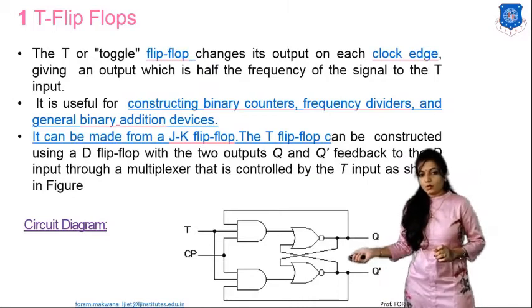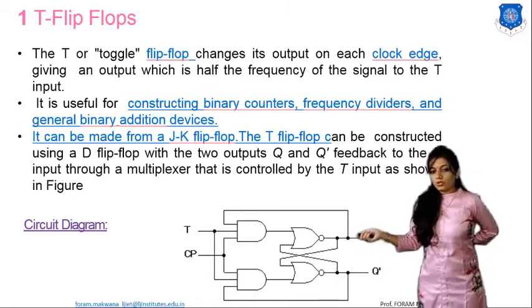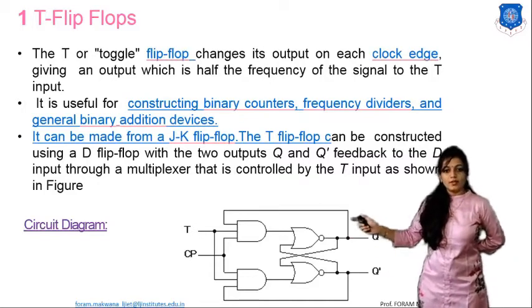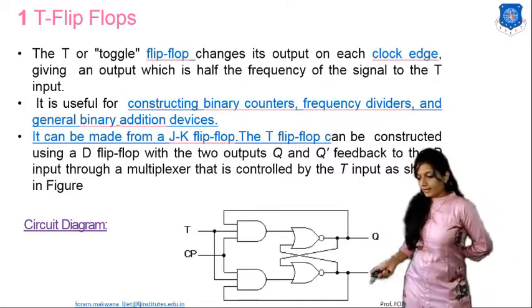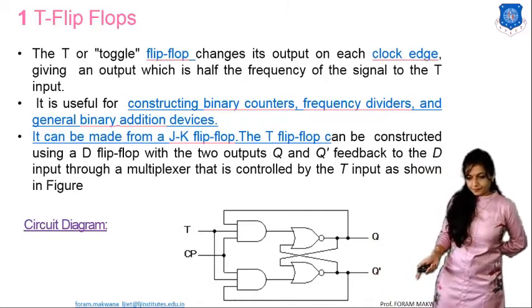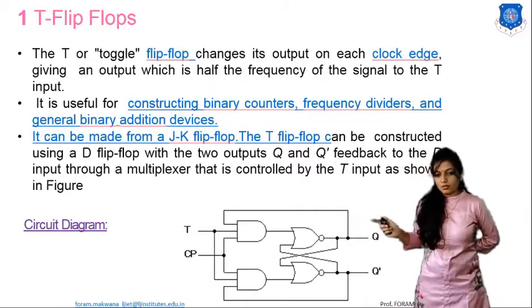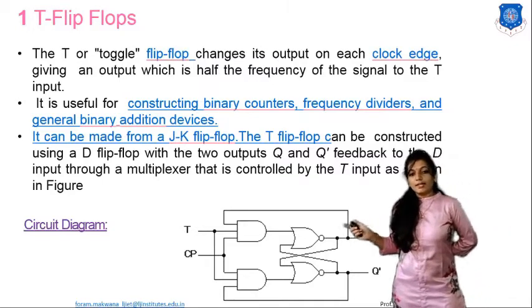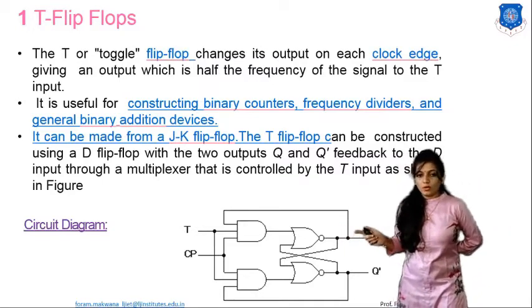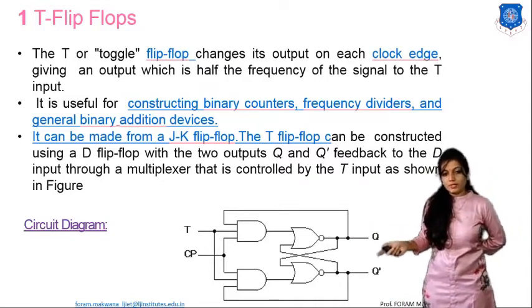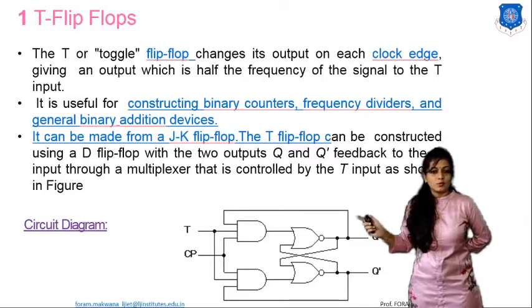If T is equals to 0, my output of both the AND gates is equals to 0, 0. And over here, NOR gate is there. We know that if input at any of the NOR gate is equals to 1, output is equals to 0 for the NOR gate. Alright? So it will be in the memory state when T is equals to 0.